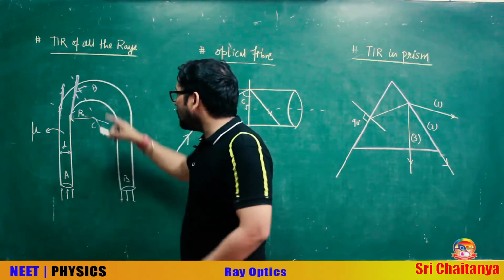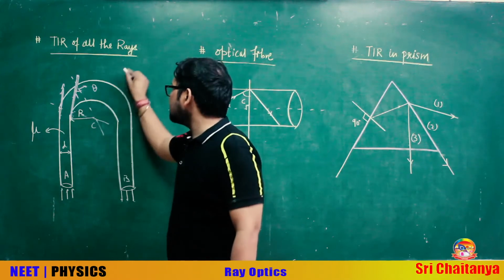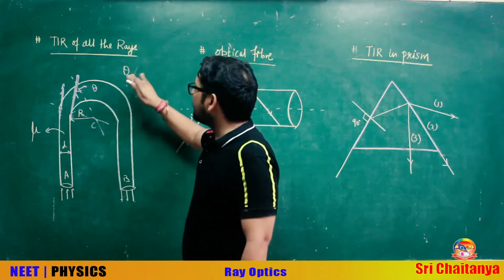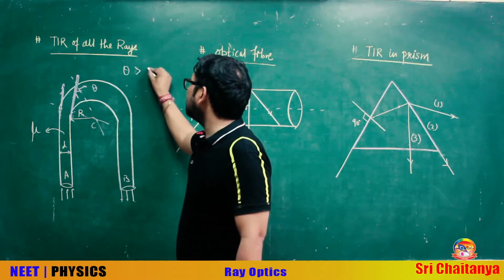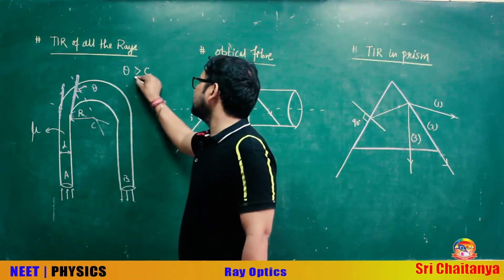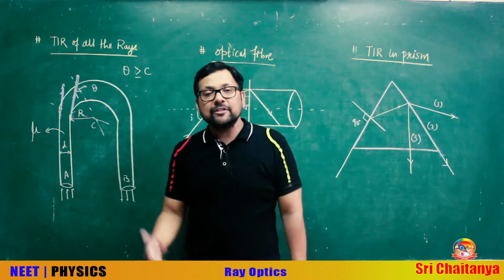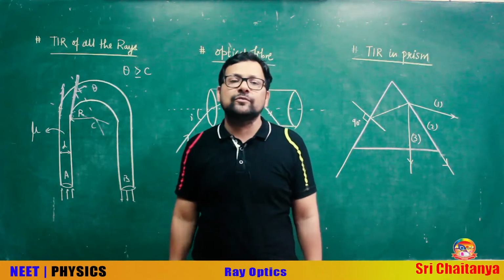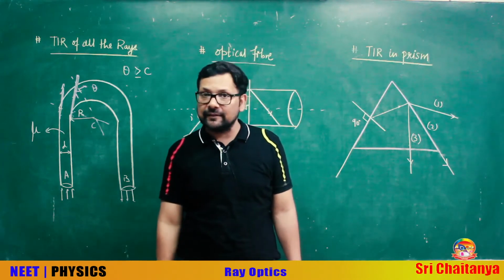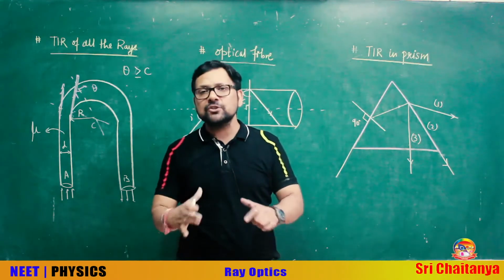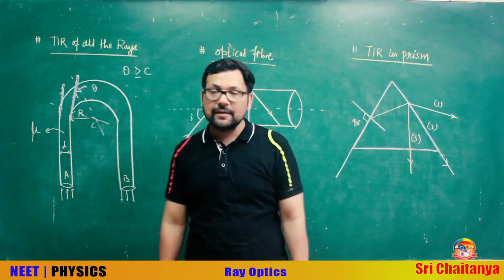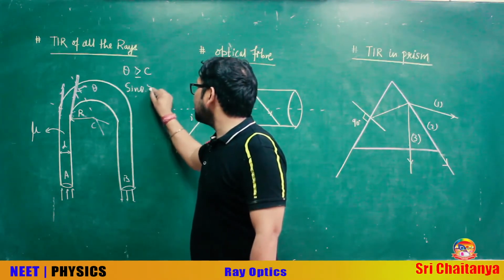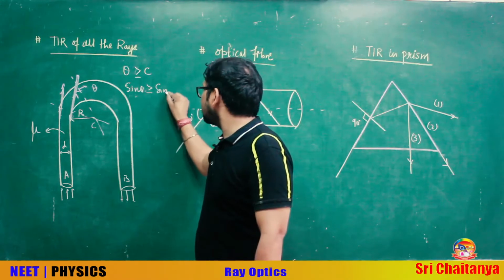Now, if the smaller angle, this is obviously greater than this, if the smaller angle is greater than the critical angle, we are doing TIR. This is the inequality. If the smaller angle is greater than the critical angle, obviously all the rest of the angles of incidence will be greater than the critical angle. So go for the search of the smaller angle in such cases. So we can now write sin theta is greater than or equal to what? Sin C.